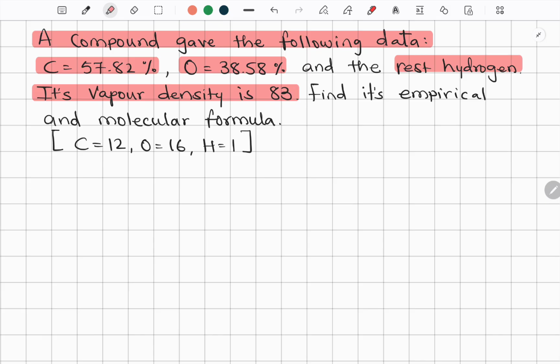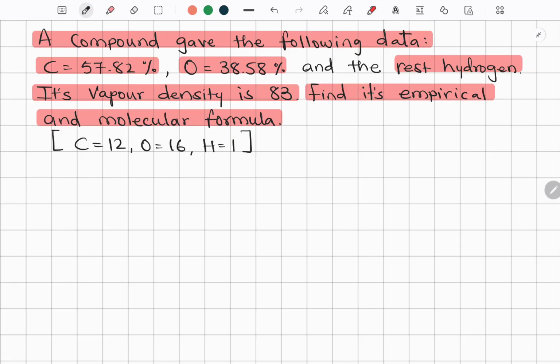And what they are asking us to do is calculate the empirical formula and the molecular formula. The atomic weights of carbon, oxygen and hydrogen are given, which are 12, 16 and 1 respectively. Okay, so this type of question is very easy to solve. Let's see how we can tackle such questions.